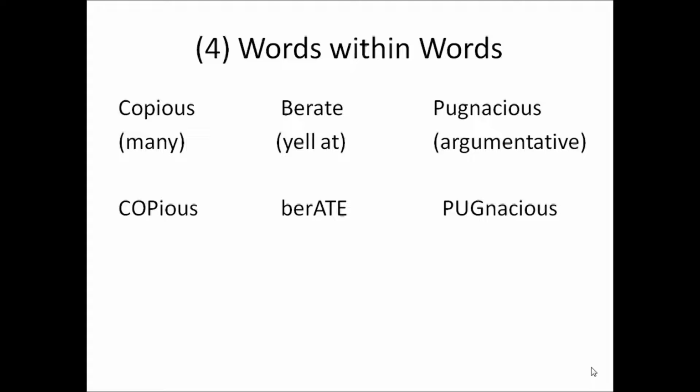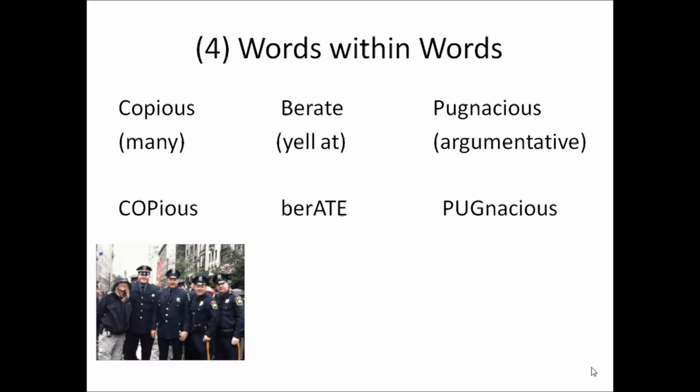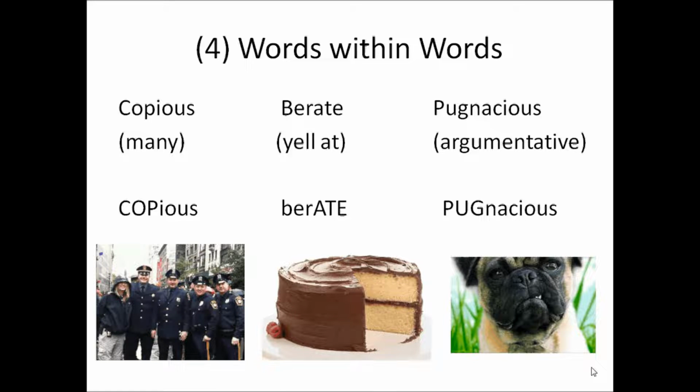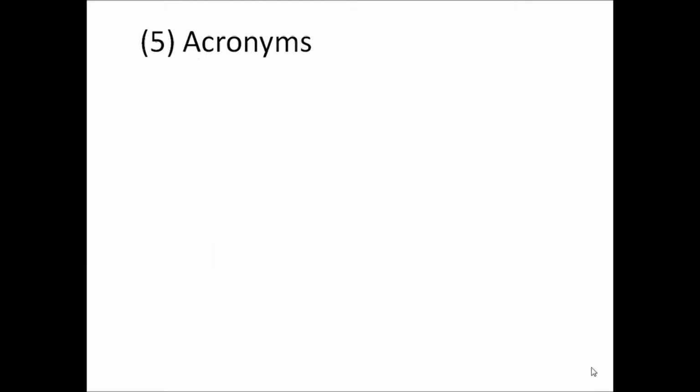So for copious, you might picture an event that you were at where there were many cops walking around trying to keep the peace. So by picturing copious cops, you can remember that copious means many. Or perhaps one time you ate a piece of birthday cake before the birthday boy or girl and got berated for being so greedy. You can think of that image even if it hasn't actually happened to you. For pugnacious, you might picture an angry pug, a pug that's ready to fight or argue, to help you remember that pugnacious means argumentative and ready to fight.